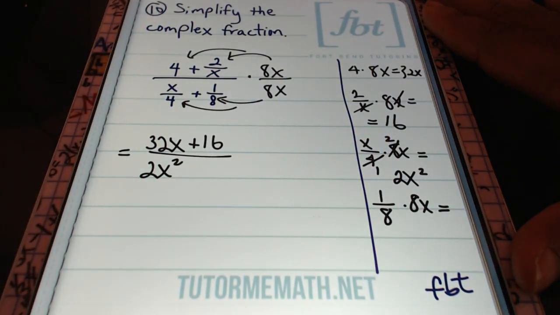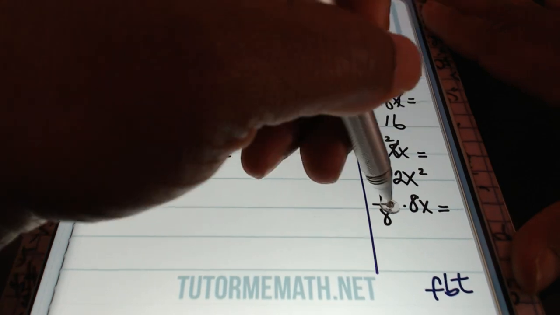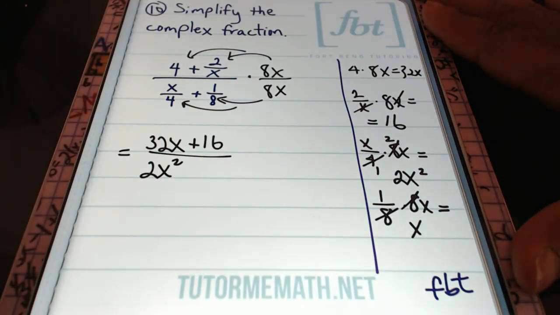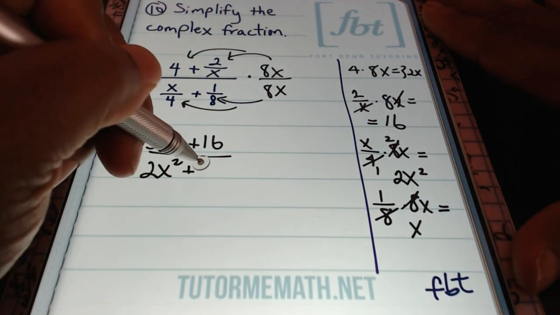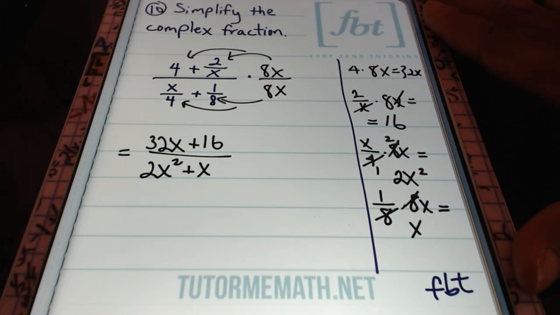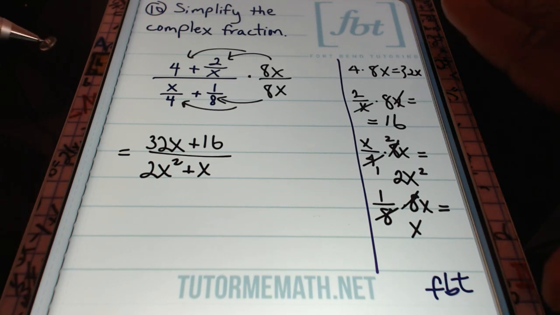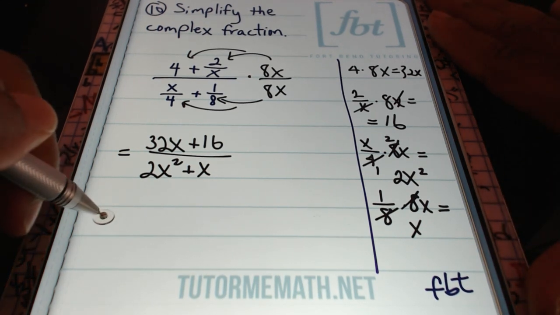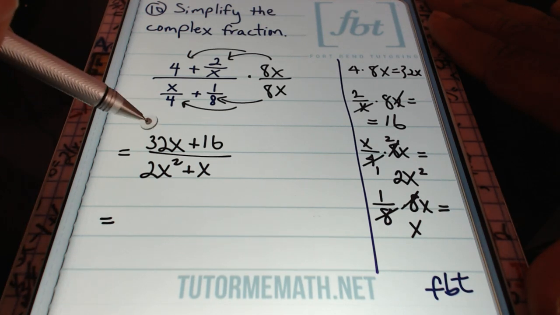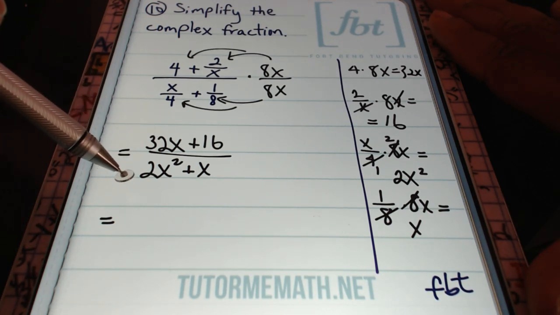So what we're going to do here, we have 1 over 8 times 8x. The 8's will cancel out, and you'll end up with x. So we're going to have 2x squared plus x. Done and done as far as simplifying the complex fractions. But you're still responsible for reducing this rational expression as much as possible, okay? So what we're going to do now is take a look at what will occur if we were to factor out the GCF in the numerator and the GCF in the denominator.